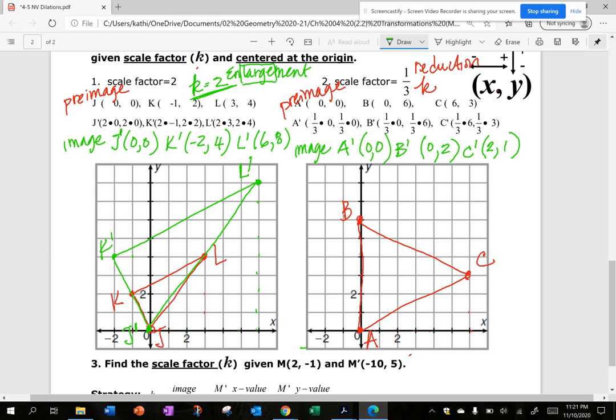So let's plot my image now. A prime is at (0, 0). B prime is at (0, 2). C prime is at (2, 1). So 1, 2, and 1. Well, here's my image.